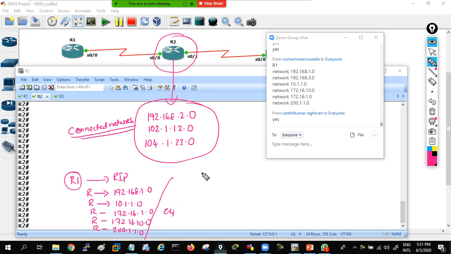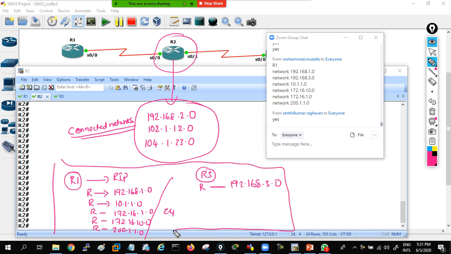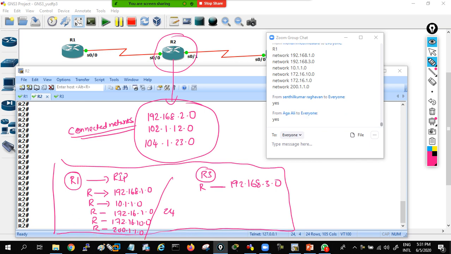And router 3 also will send his updates. I am talking about only router 2's perspective, guys. And what is he going to receive? He is going to receive the RIP route 192.168.3.0, not 104.1.23. Why? Because router 2 knows about that network, so you no need to learn about it. Guys, everybody understand? So I can see these many routes in the routing table of router 2. Agree, guys? Say yes for me if you understand that.